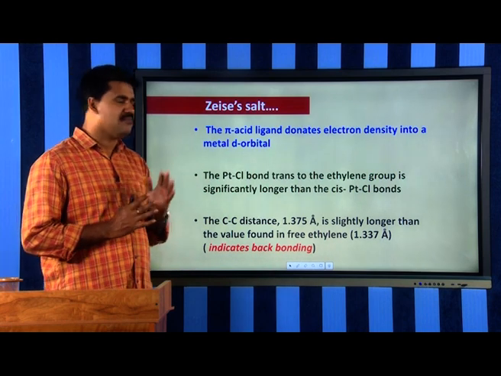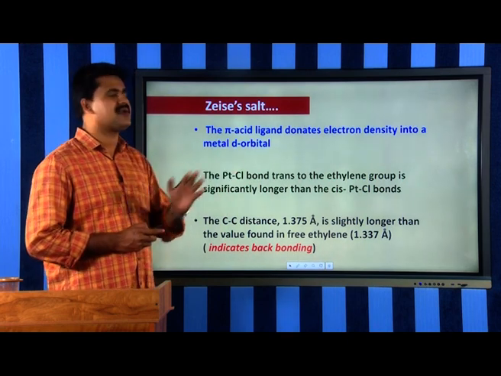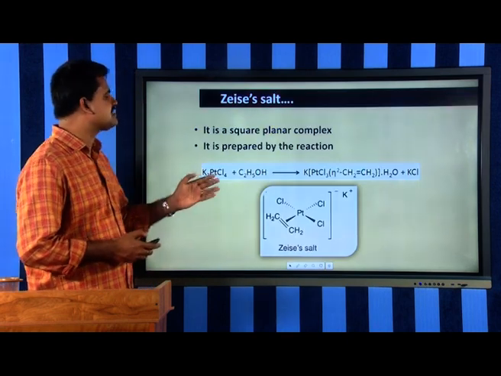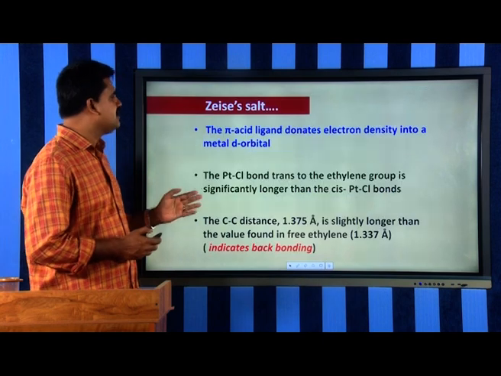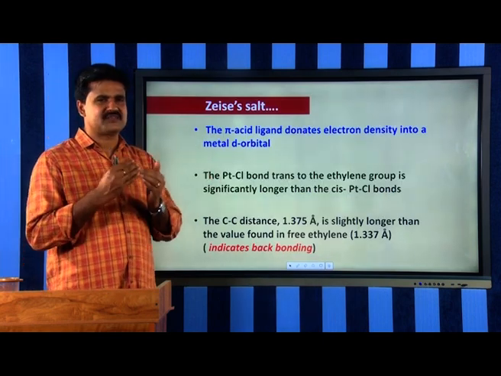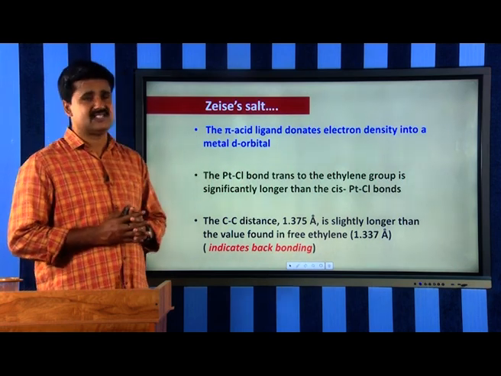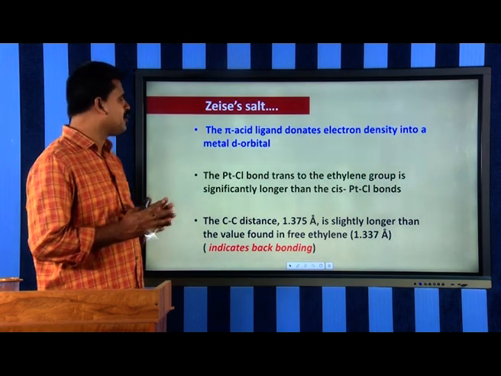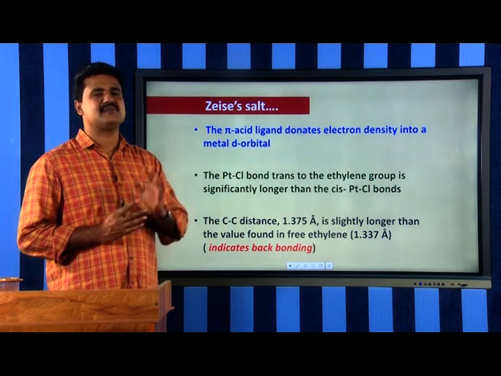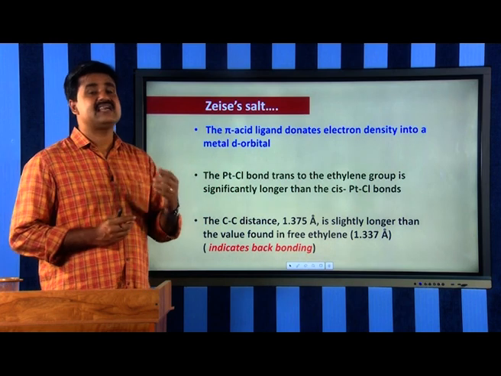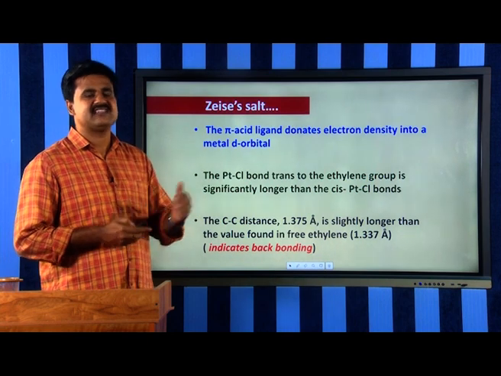The platinum-chlorine bond trans to the ethylene group is significantly longer than the cis platinum-Cl bond. In the structure we can see there are cis as well as trans positions having chlorine atoms, and this point is about the length of the Pt-Cl bond in trans and cis positions with respect to ethylene. The carbon-carbon distance is 1.375 angstrom, which is slightly longer than the actual carbon-carbon double bond distance in ethylene. This clearly indicates that there is some back bonding interaction between the ligand and the central metal platinum in Zeise's salt.